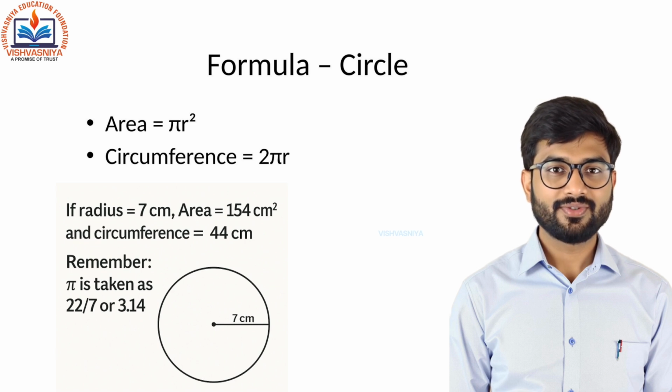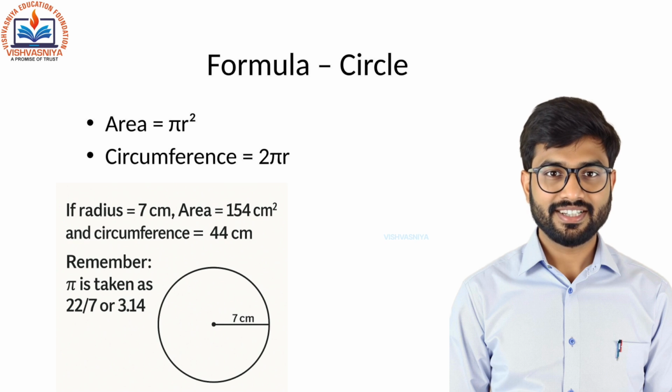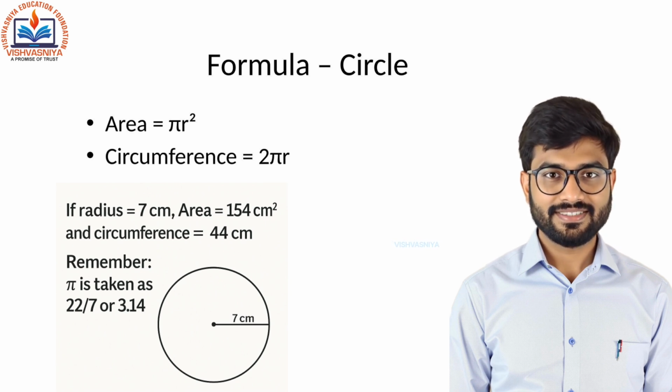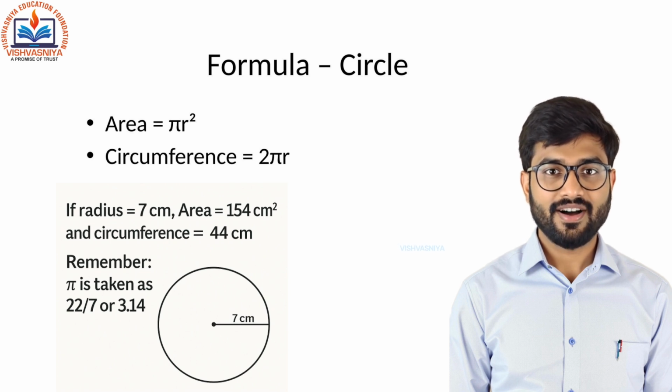Circumference is equal to 2 pi r. If radius is equal to 7 centimeters, area is equal to 154 square centimeters approximately, and circumference 44 centimeters. Remember, pi is taken as 22 by 7 or 3.14.